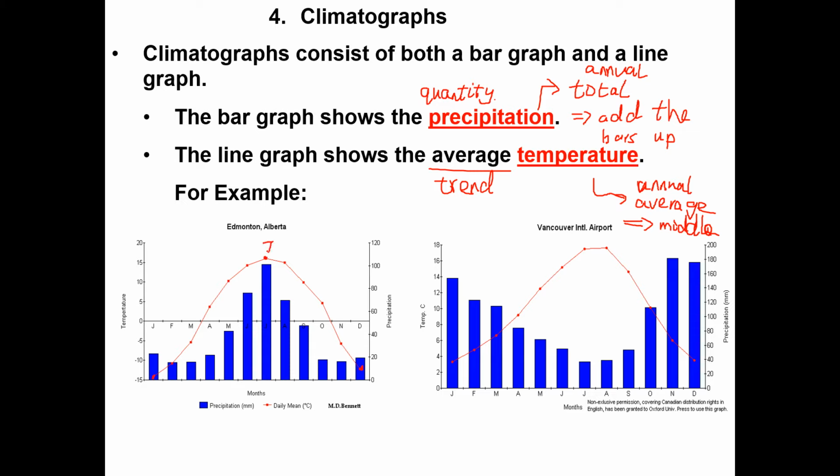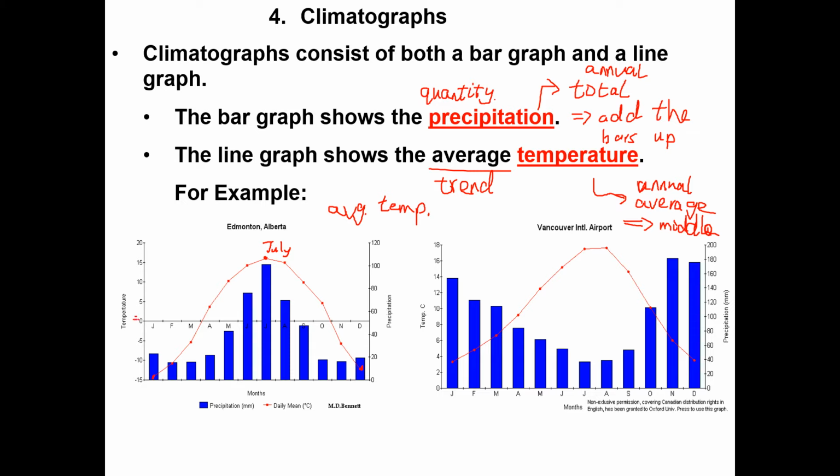This is July. Average temperature of July is over 15. You have some hot days, of course, some cold days. The average of the month is that. So the average temperature is just the middle. The average temperature of the year, temp of the year, would be somewhere around the middle.